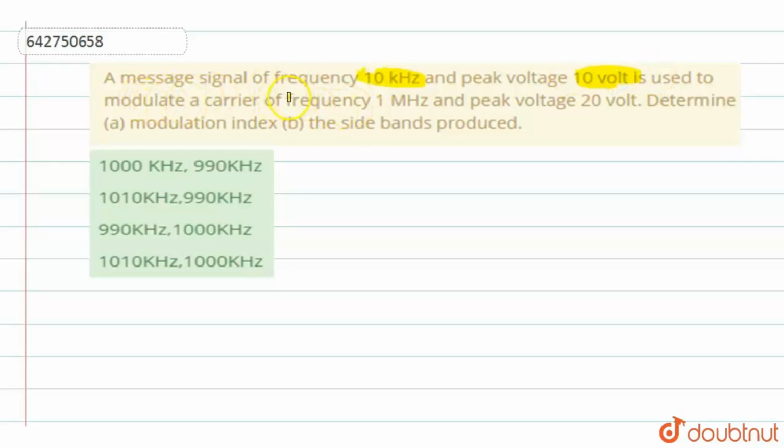A message signal of frequency 10 kHz and peak voltage 10 volt is used to modulate a carrier of frequency 1 MHz and peak voltage 20 volt. Determine modulation index and the sidebands produced.